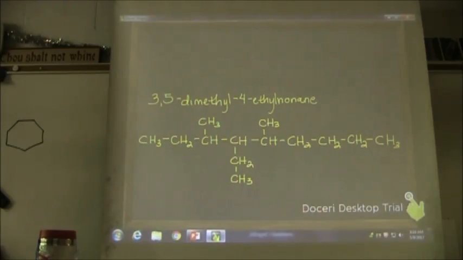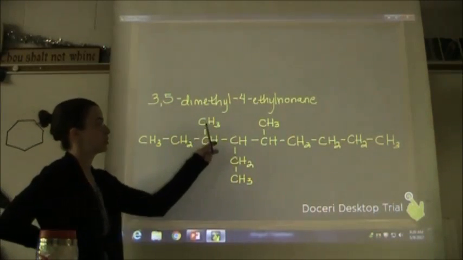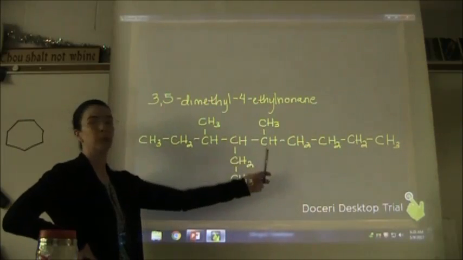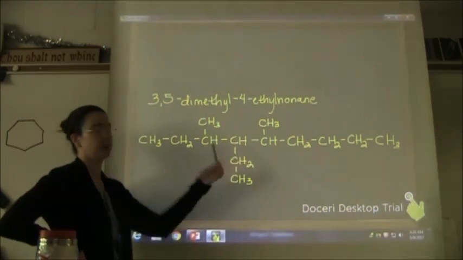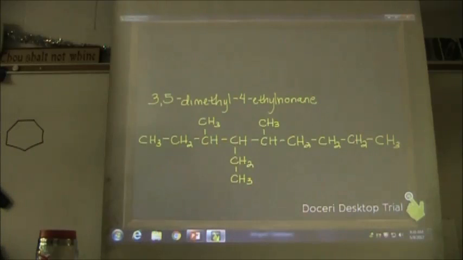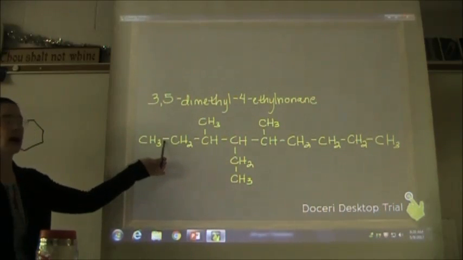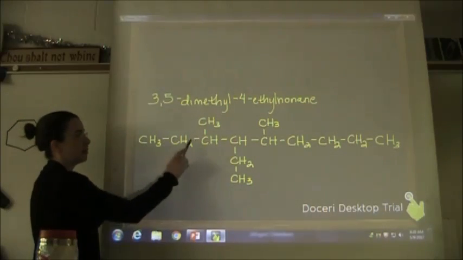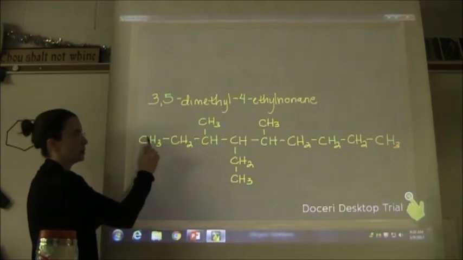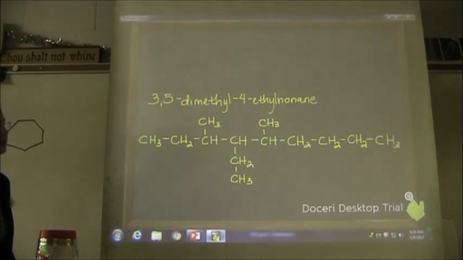Your drawing may not look exactly like mine, and that's okay, as long as you have a 9-carbon main chain and your substituents are joined onto the correct number carbons. I chose to number from left to right, but you didn't have to, and you're good. This is usually how I like to draw mine. I like to do a hybrid of drawing some of the bonds, but not all of the bonds with the hydrogens. That's what I like to do, but it's totally up to you how you do it.